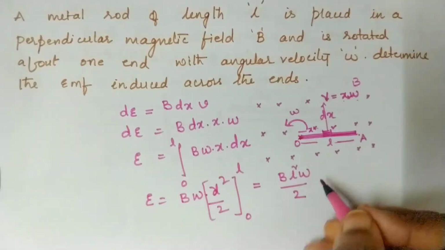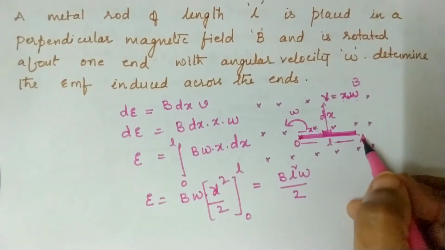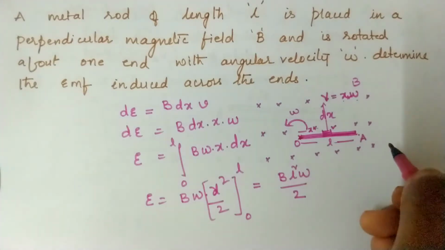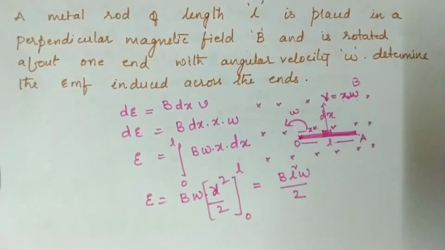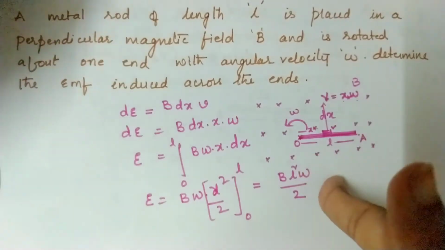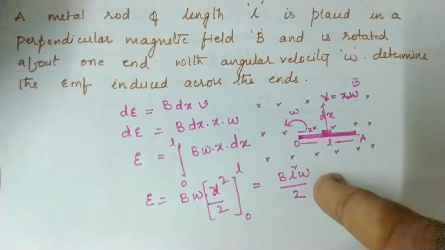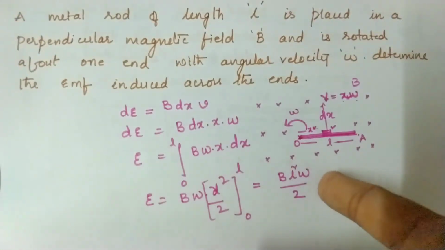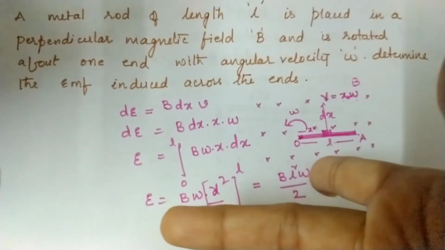And now to know which end of the rod is positive and which end of the rod is negative, you can use Fleming's right hand rule. Field is into the plane of the board. I am using Fleming's right hand rule. Thumb is pointing out the direction of velocity, then the middle finger gives you the direction of current.